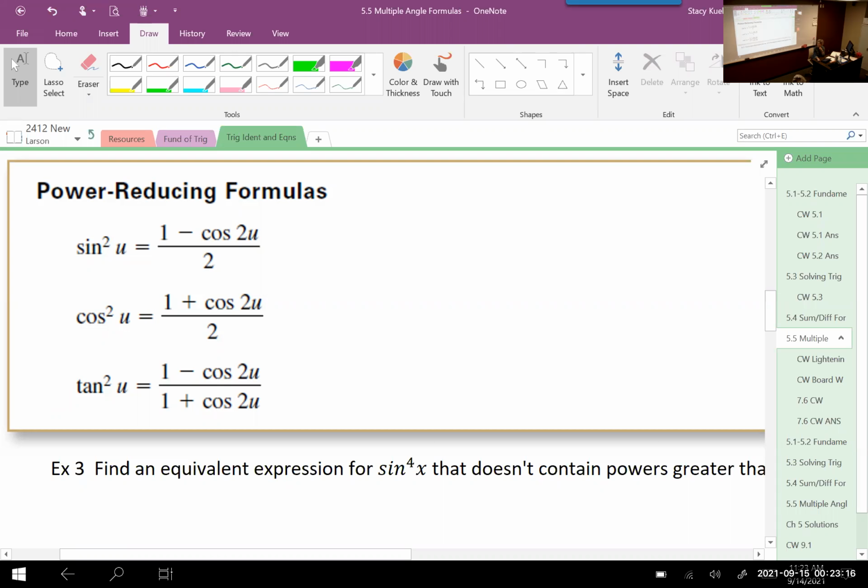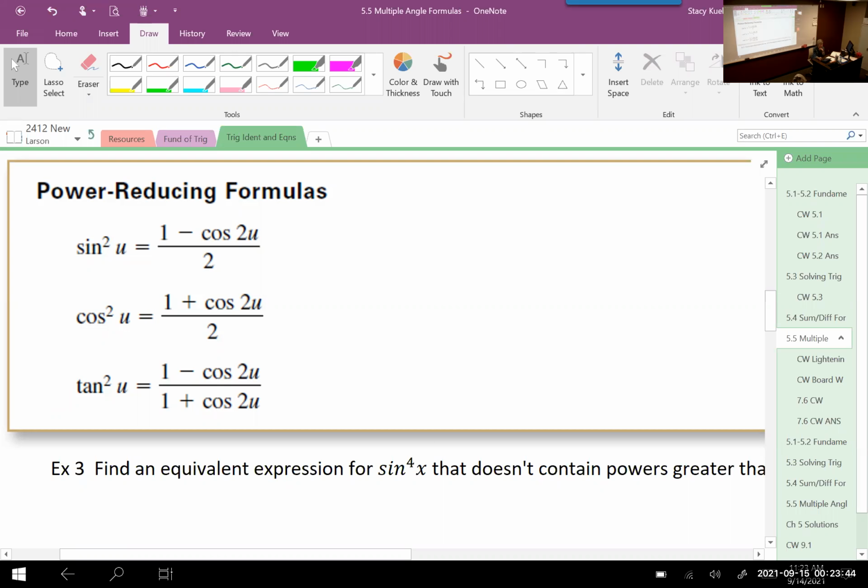We're going to use one of these formulas to rewrite sine to the 4th x so that it has no power greater than 1. We're going to reduce it to a power of only 1. So this is all going to be algebra. All right, so that's what we're using.